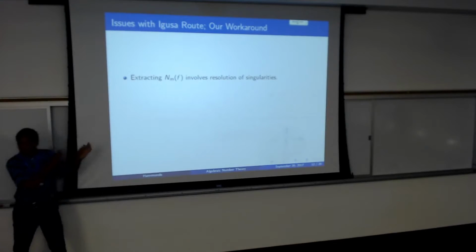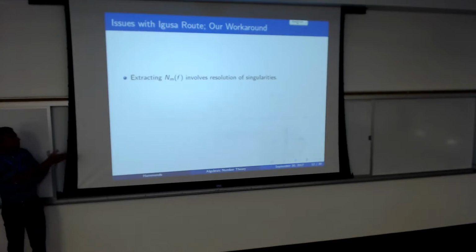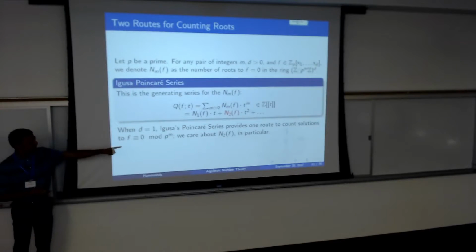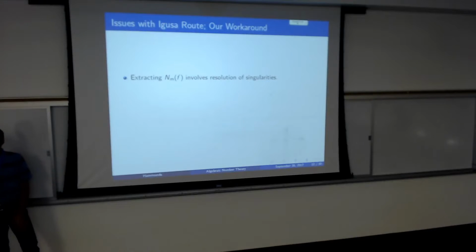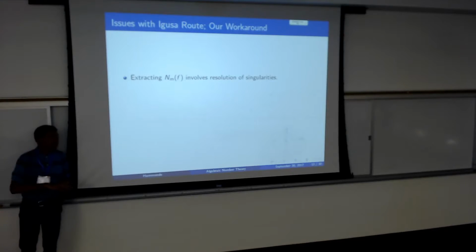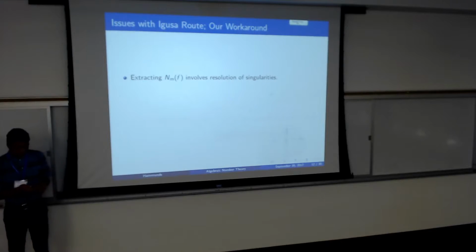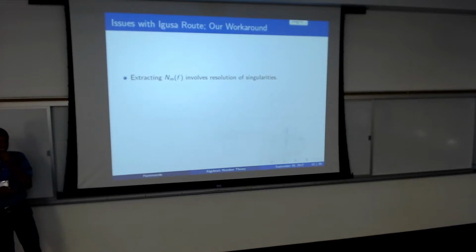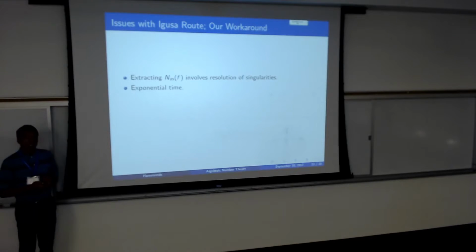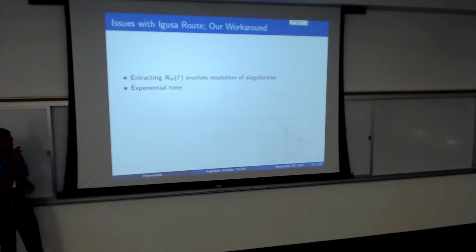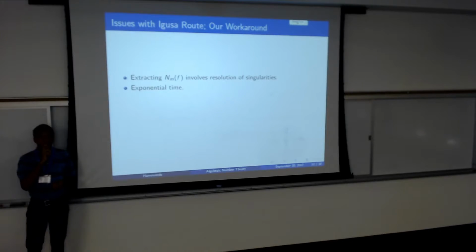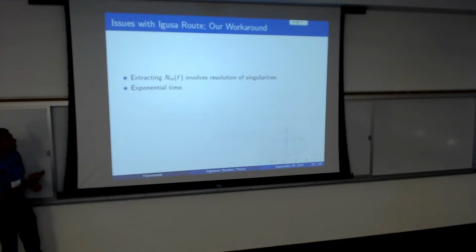Here's the problem. If you want to get that coefficient, that involves the resolution of singularities, which is really high-level stuff in algebraic geometry, which is hard, but in particular it's computationally hard. So it takes exponential time. And one important thing about doing problems in number theory is you want to make sure you can determine the answer efficiently, and you don't want things to take a long time.